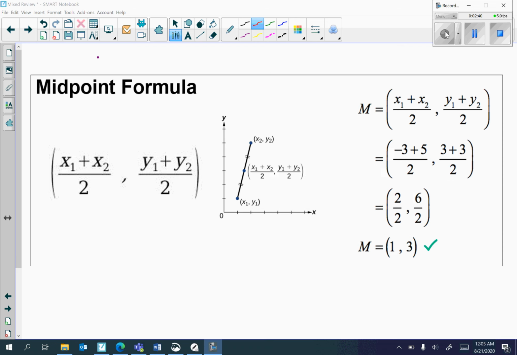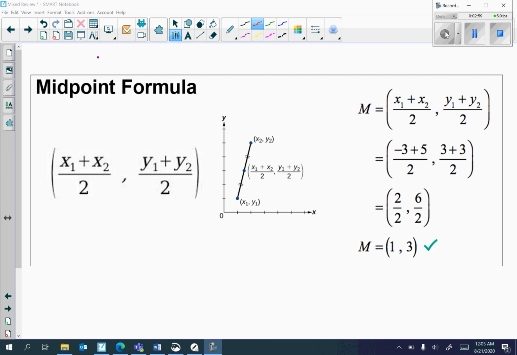Next, I have the midpoint formula. x1 plus x2 divided by 2 and y1 plus y2 divided by 2. We add our x values together, divide by 2, and we add our y values together, divide by 2. And remember, when we're looking for the midpoint, we're looking for the middle of a line segment.